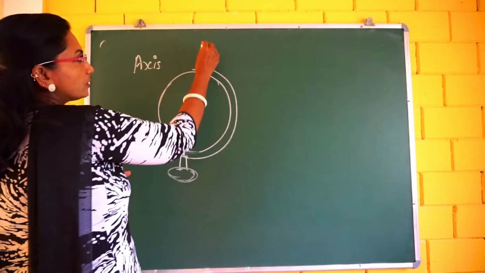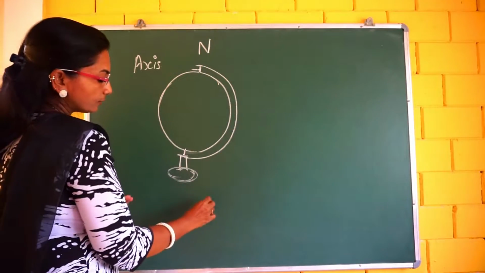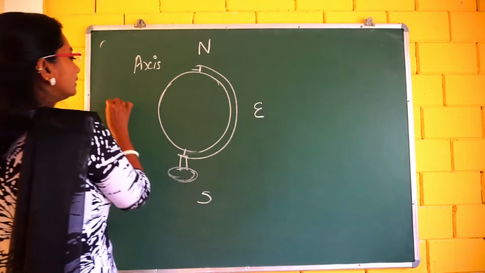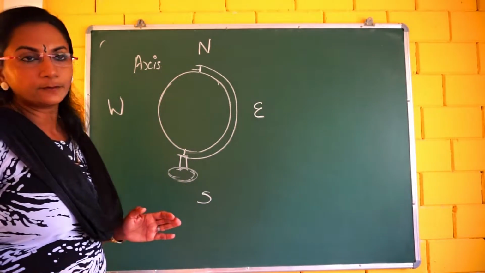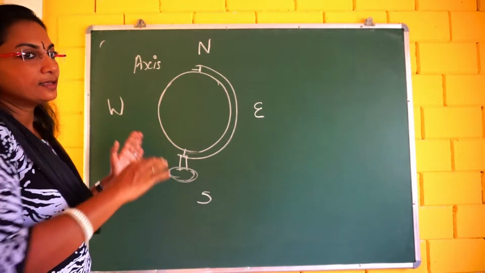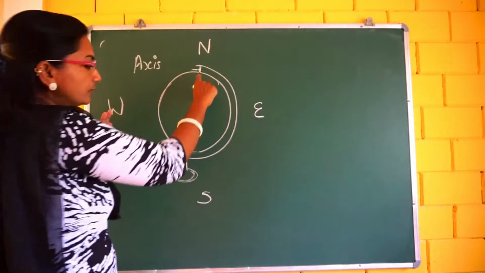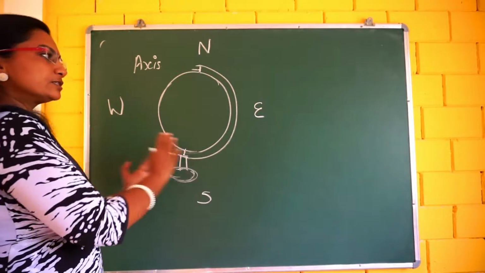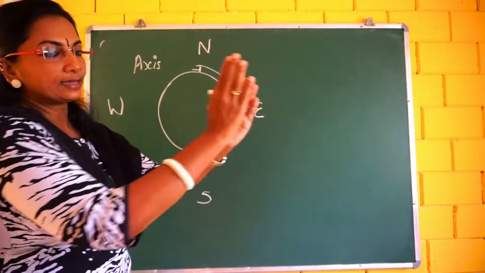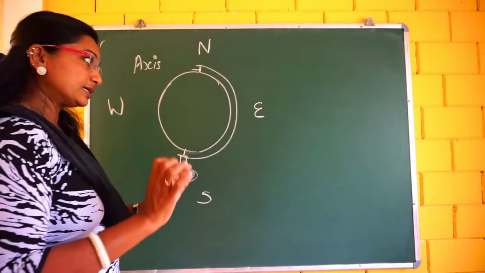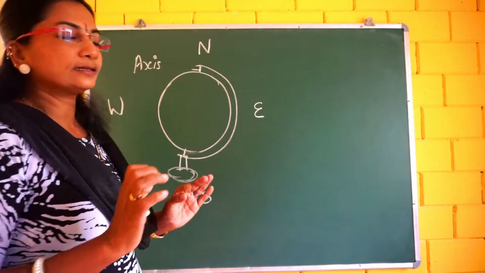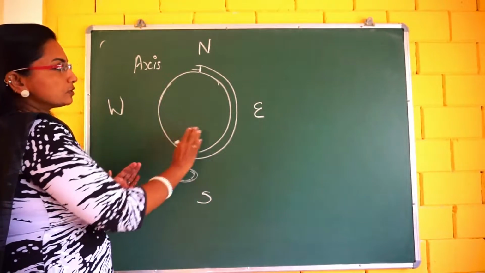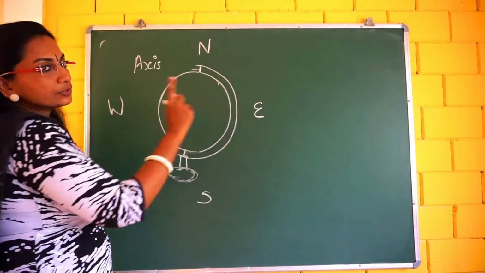And as the picture already told you, upside it will be north, down it will be south, the right hand side will be east, and the left hand side will be west. Here we can see that the globe can be moved around this needle. How? From west to east, just as the earth moves. The earth is also moving like that from west to east. Like that, the globe is also moving on this needle from west to east.